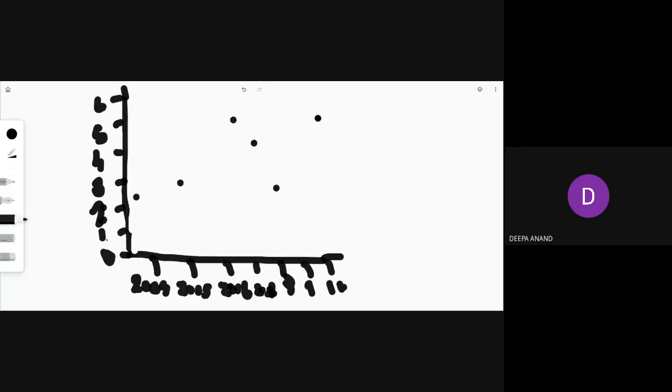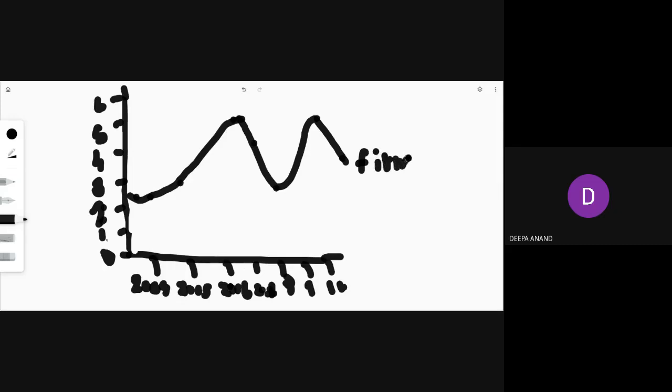Are you with me? Then 4.1. See, now you join it. This is almost the shape you will get. This is firm A. As soon as you complete it, you write which firm you have done. Firm A. Now make firm B's.